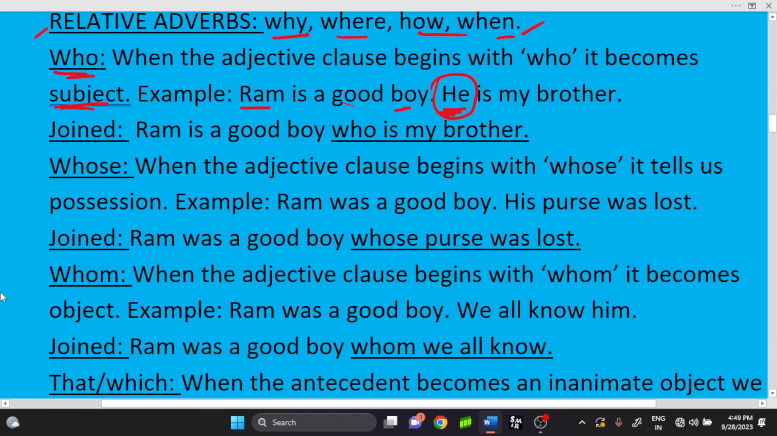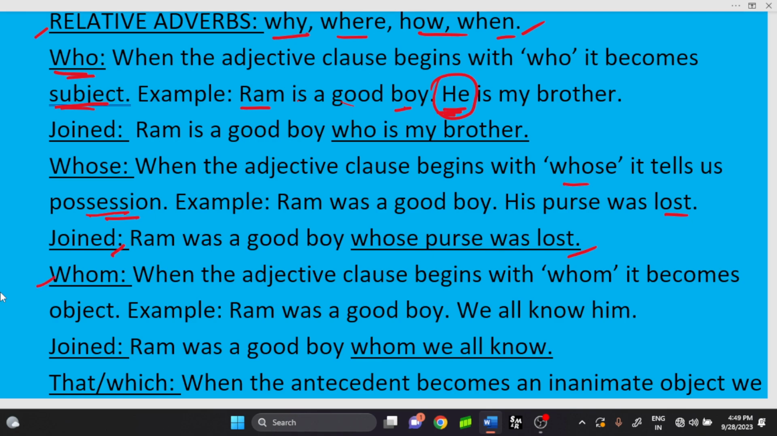Next one, whose. When the adjective clause begins with whose, it tells us possession. Example: Ram was a good boy, his purse was lost. Whose purse was lost? Ram's purse. Then it tells us that it becomes a possession between the 2 sentences. Ram was a good boy, whose purse was lost. The joint is there in the following: Ram was a good boy, whose purse was lost.